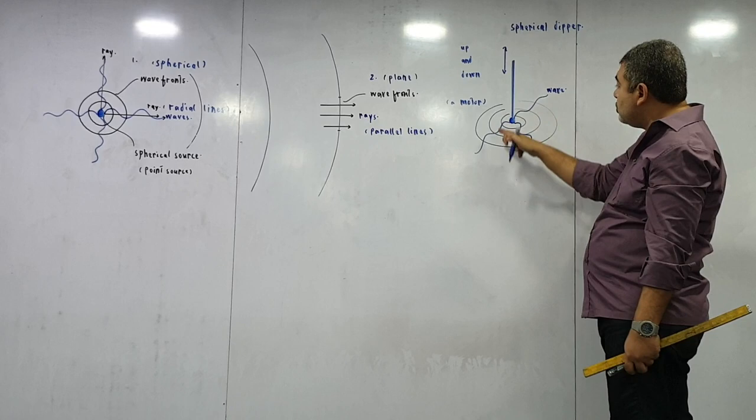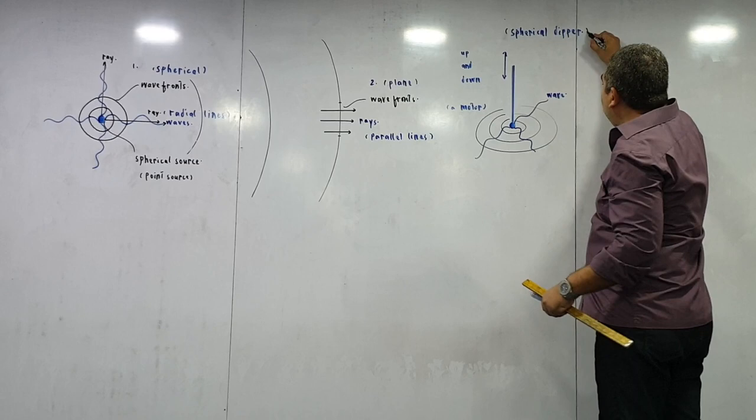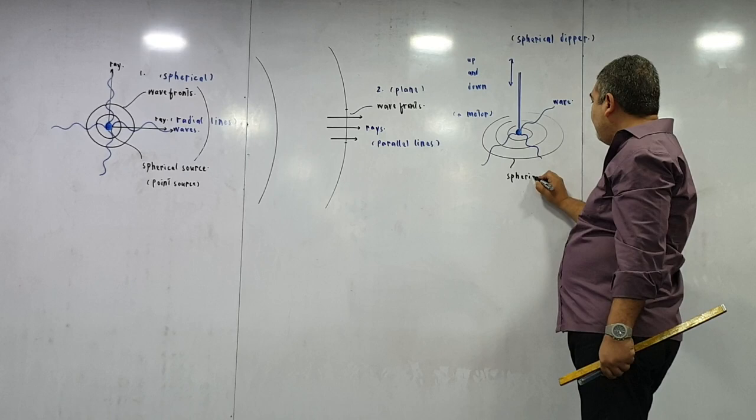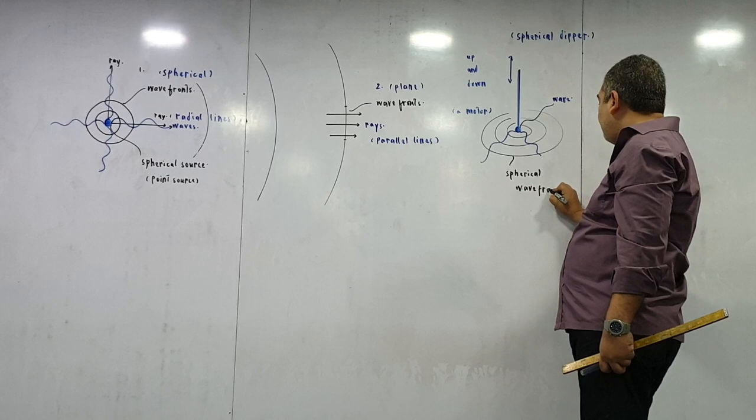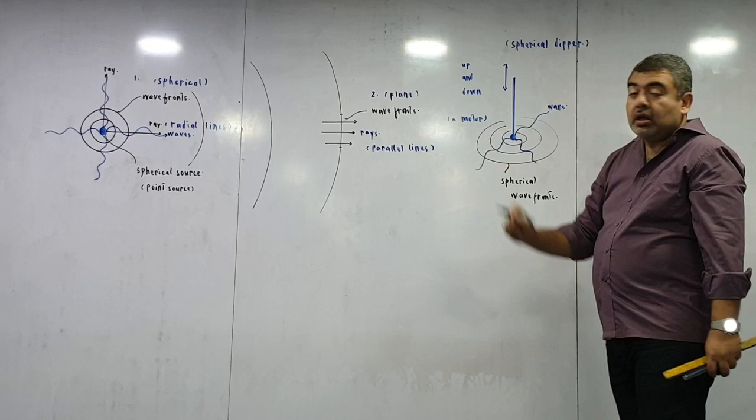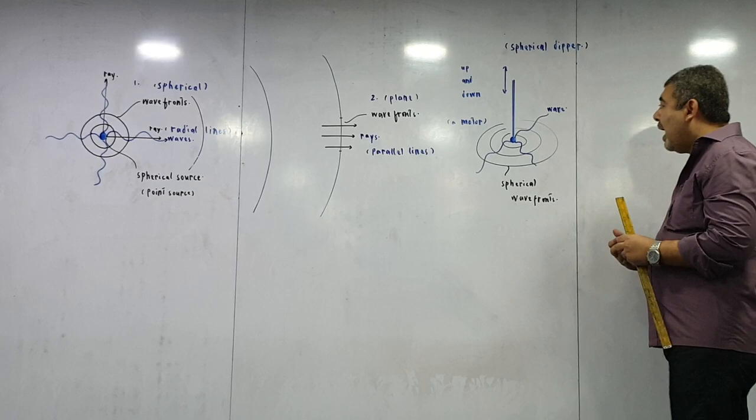If we have a spherical dipper, then which wavefronts are formed? Those are spherical wavefronts. In our books it's written like this. So that is the general concept. If a luminous spherical source is light, that's one thing, but how can we make this in the lab?